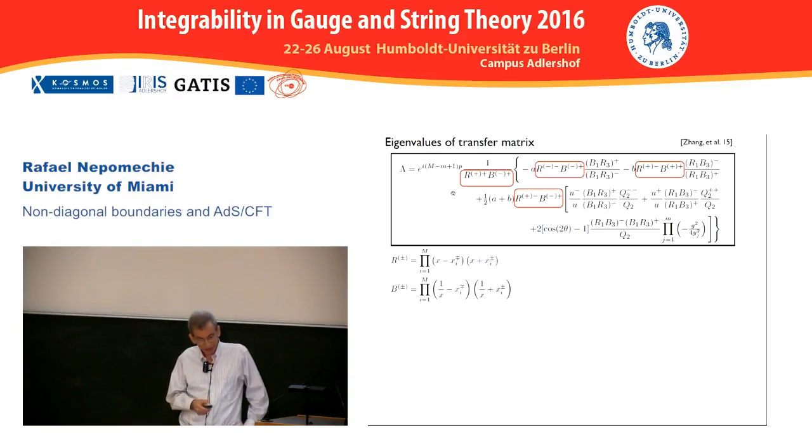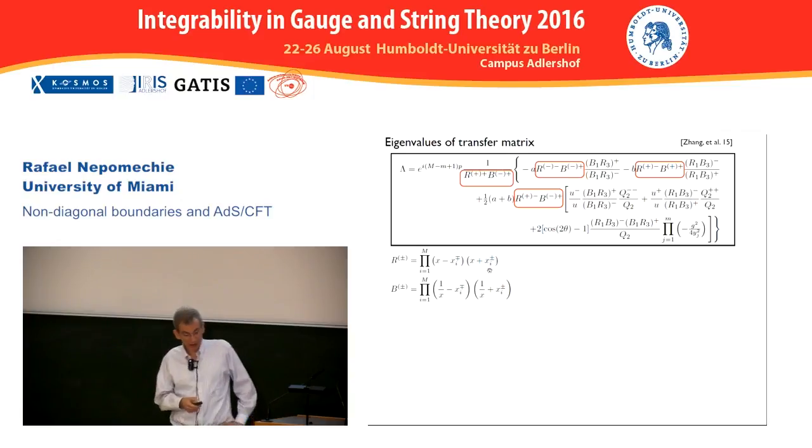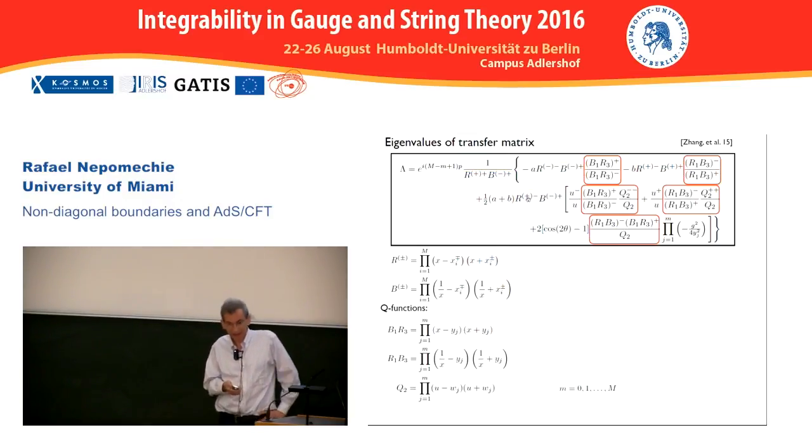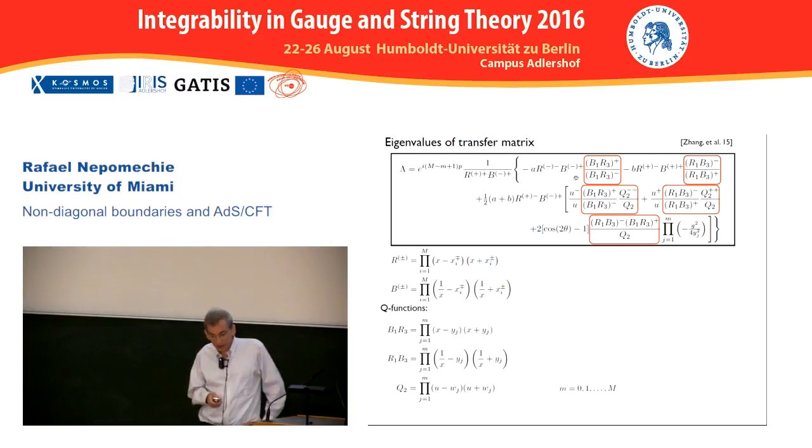So the factors here, R plus and B plus, are appearing here, and they're just given by these factors. So similar to what you get in the case of the closed string, except it's doubled. This is in the notation of Gromov, Kazakov, and Vieira. Then you have the Q functions appearing here. So this we call B1, R3, R1, B3, and Q2. And I've given them here.